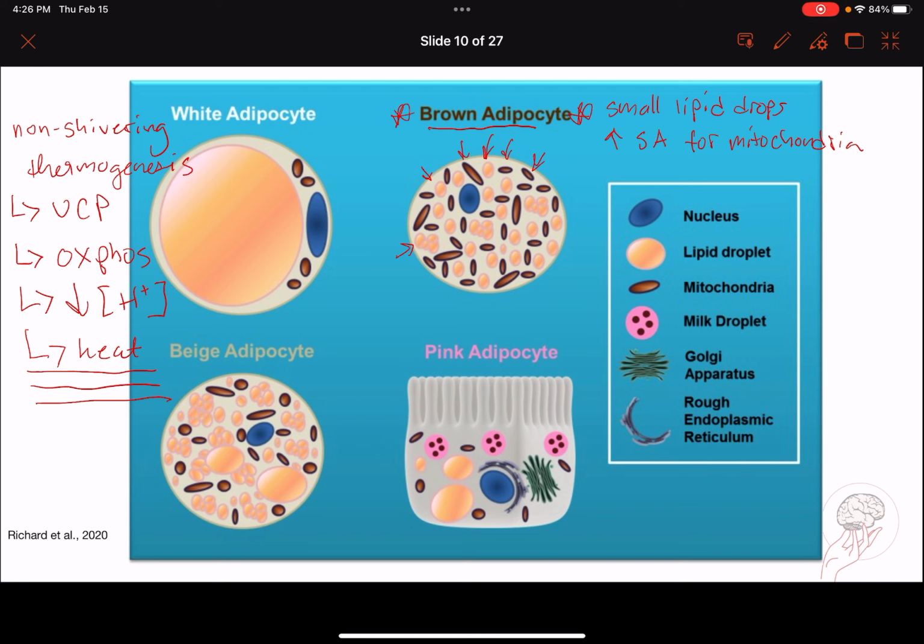It's the activity of these mitochondria. And it's not in the same way as muscle contraction, where the mitochondria are using energy to contract the tissue. The mitochondria are actually uncoupling from oxidative phosphorylation and generating heat.